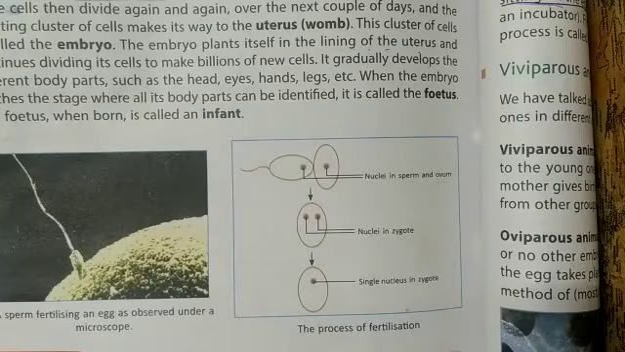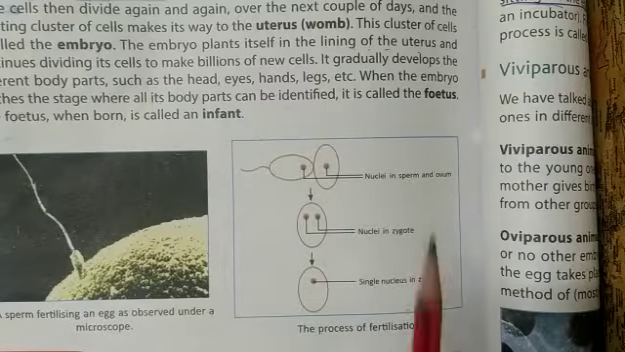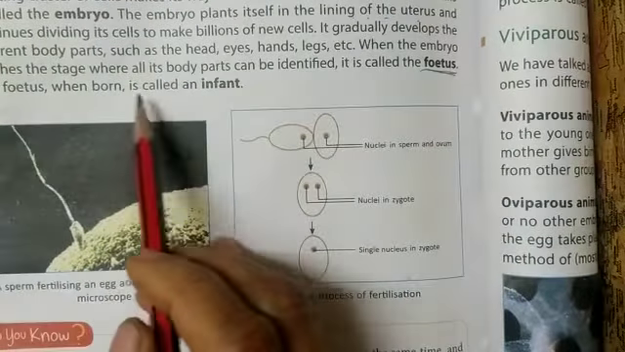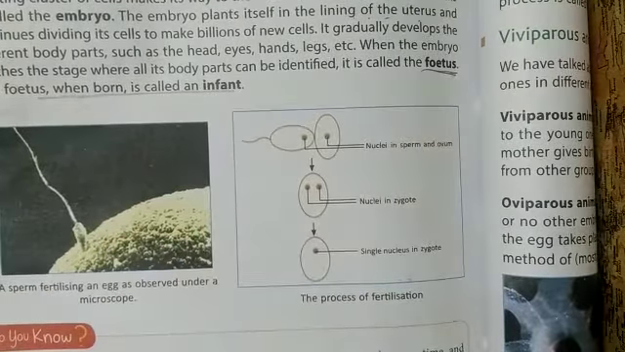The embryo plants itself in the lining of the uterus and continuously divides the cells to make billions of new cells. It gradually develops the different body parts such as the head, eyes, hands, legs, etc. When the embryo reaches the stage where all the body parts can be identified, it is called fetus. The fetus when born is called infant.